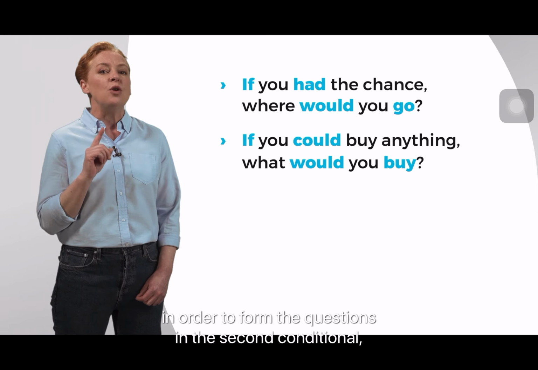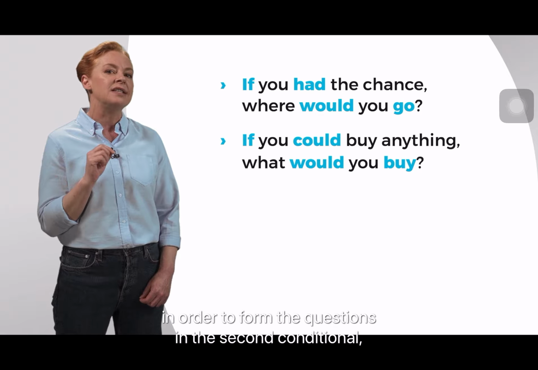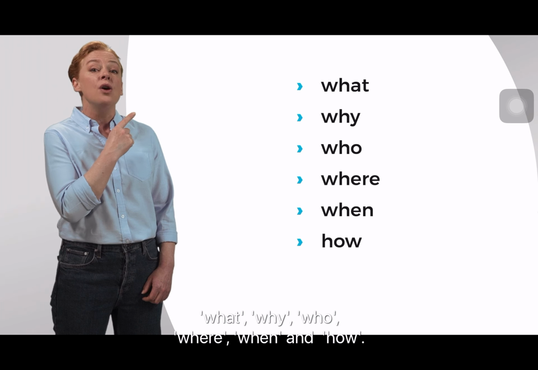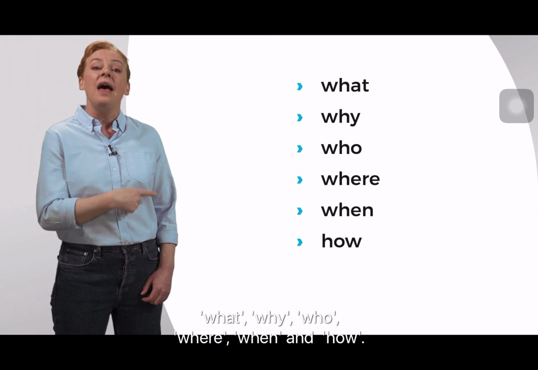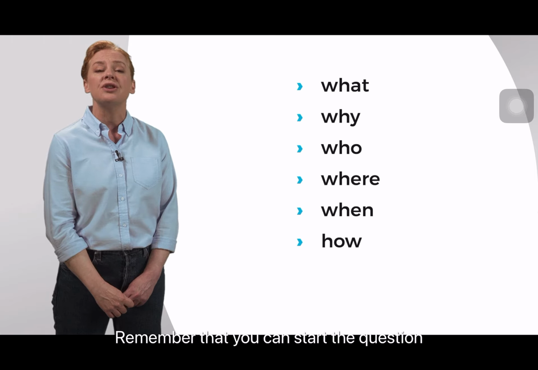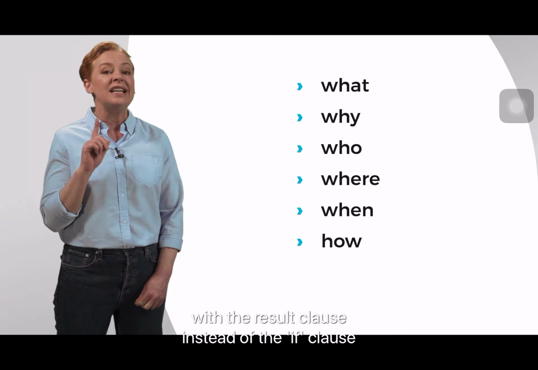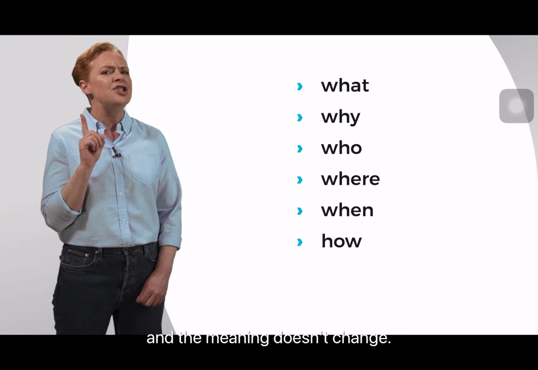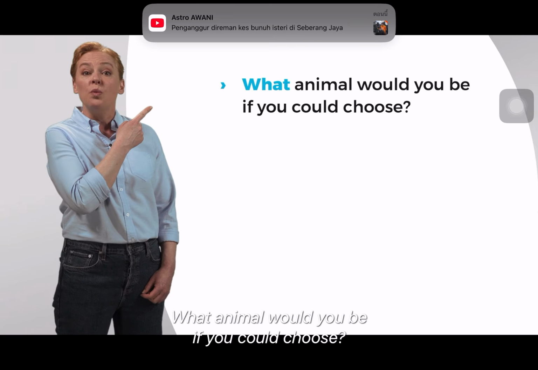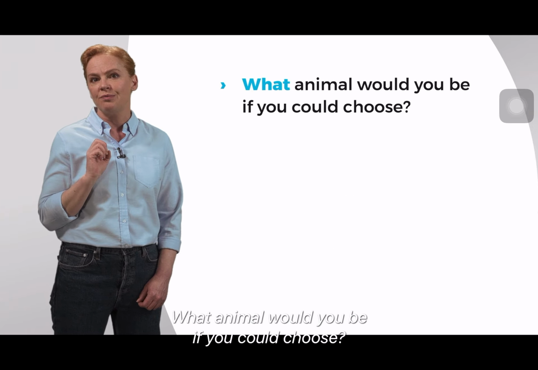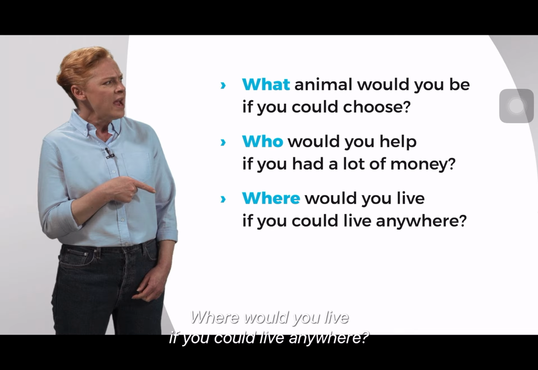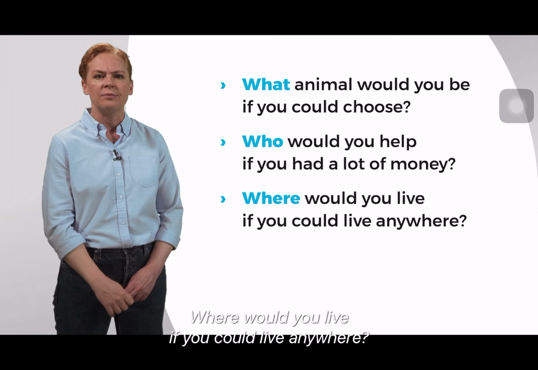As you can see, in order to form the questions in the second conditional, we can use the question words what, why, who, where, when, and how. Remember that you can start the question with the result clause instead of the if clause, and the meaning doesn't change. Let's see some examples. What animal would you be if you could choose? Who would you help if you had a lot of money? Where would you live if you could live anywhere?